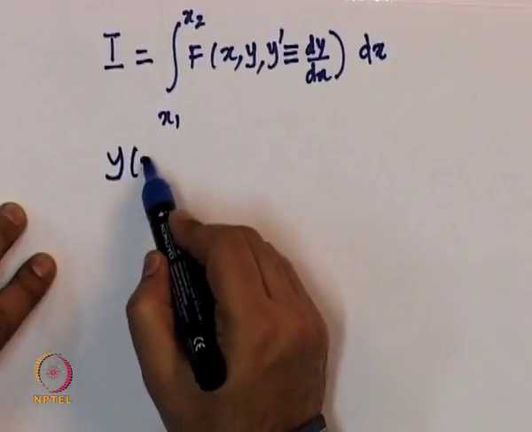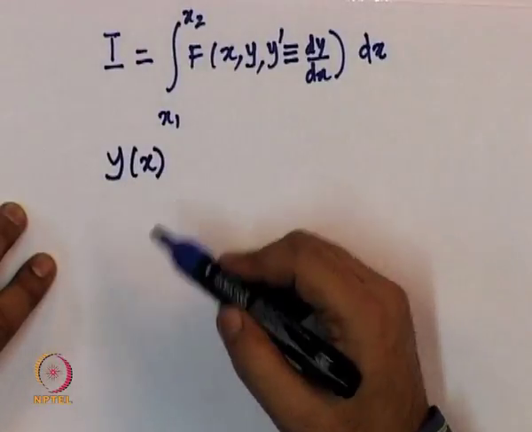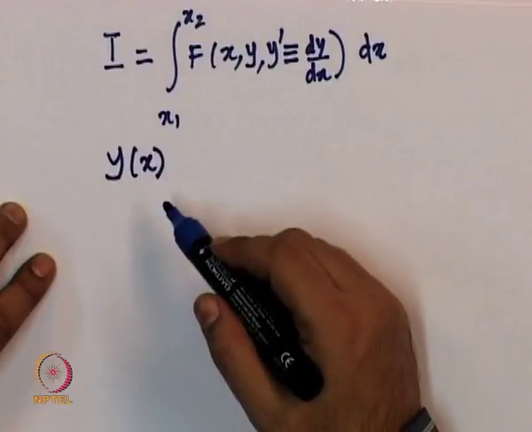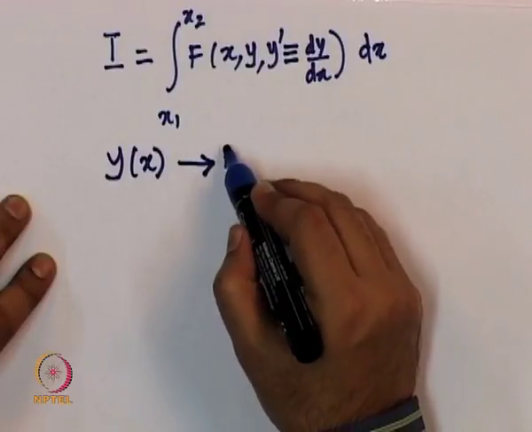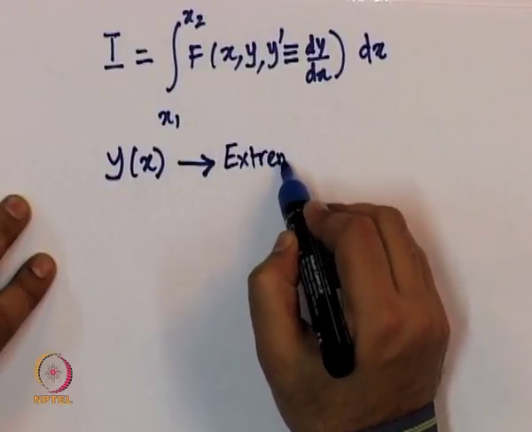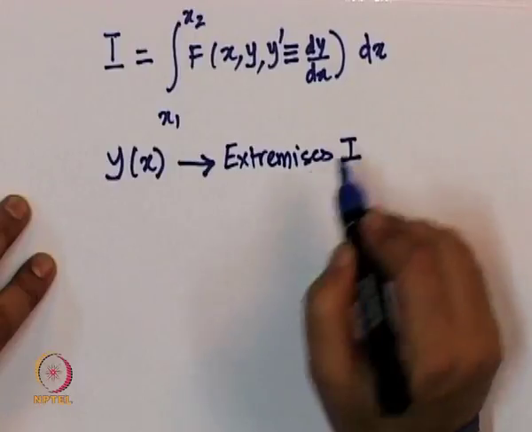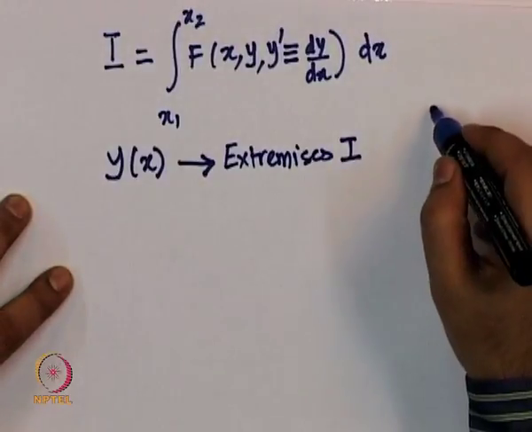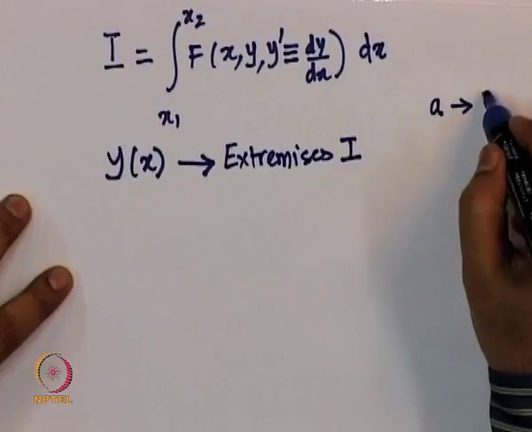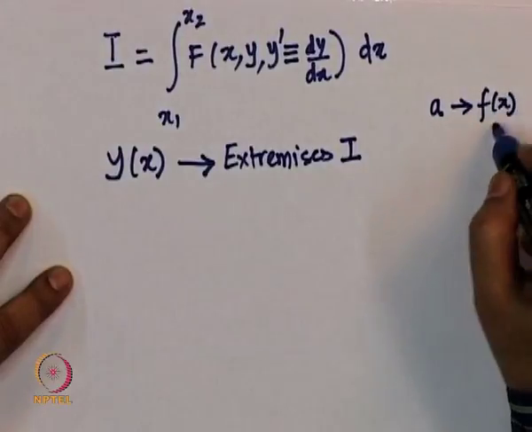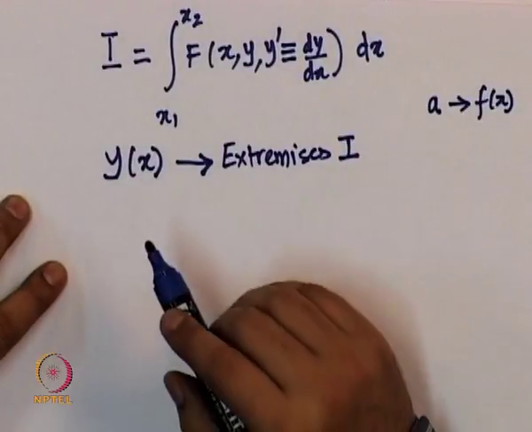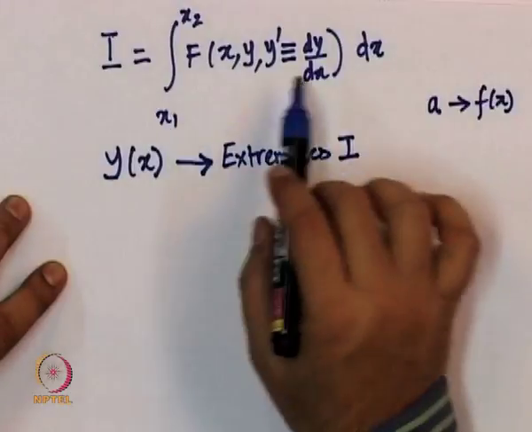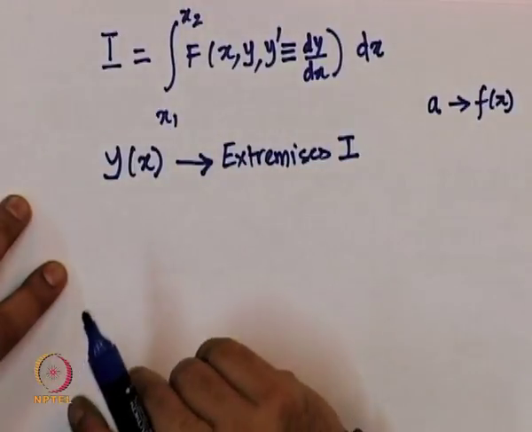In this case, I am going to assume that there is some y of x, which is a curve or a function or path, whatever you want to call it, for which this y of x extremizes I. This is equivalent to assuming that A is the point where f of x had an extremum. So, I am going to assume that y of x is the path such that if you choose it, this I is going to be extremized. So, that is the first thing.